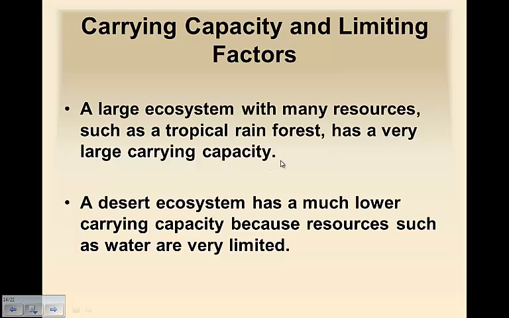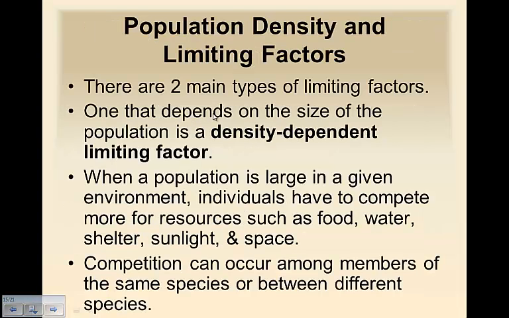You can have a very large ecosystem that has lots of resources, like a tropical rainforest. It has lots and lots of resources, lots of rain, lots of vegetation, therefore lots of animals and lots of variety. So it has a very large carrying capacity because it has a lot of resources. When you have low resources, like in a desert, then that carrying capacity is going to be much lower because the resources are limited.